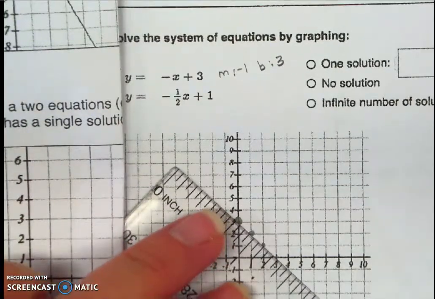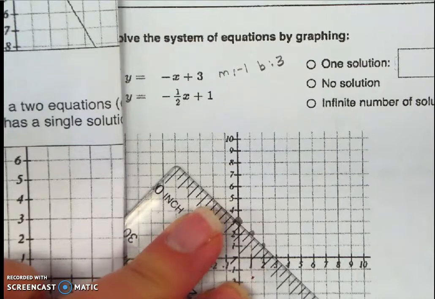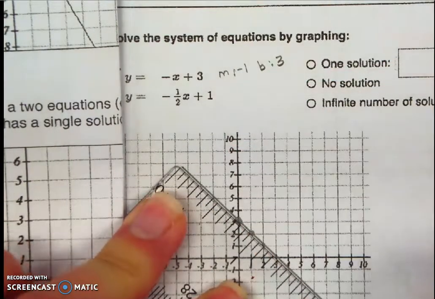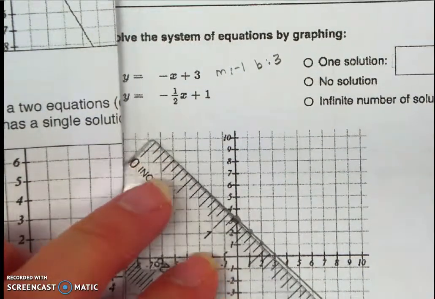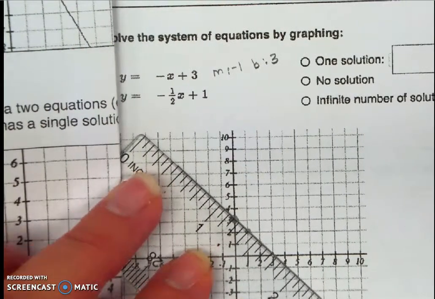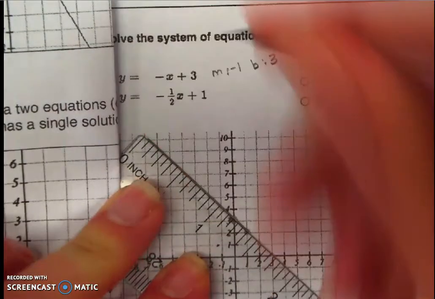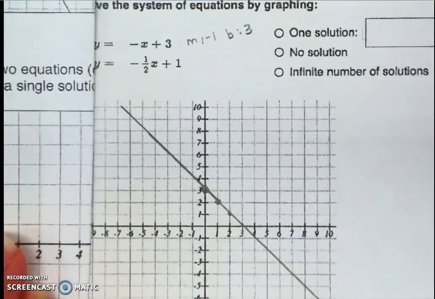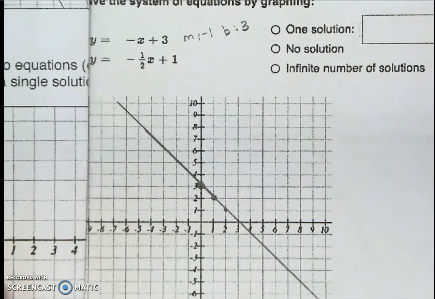So let's line up our ruler and graph that line. I'm going to extend that line as far as I can go, just in case I need to see where it hits the other line. All right, so I'm going to extend that line as far as I can. On the computer, this will be a little bit easier.